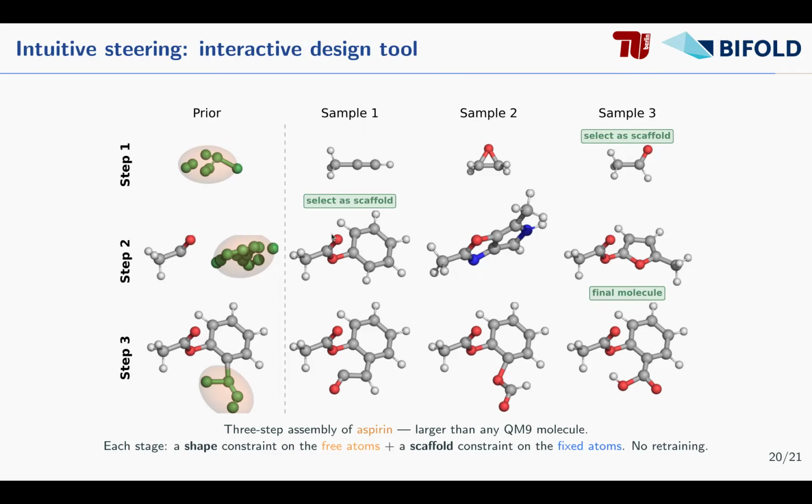Here we select the first sample again as a new scaffold. We remove one hydrogen, we add a prior again, and then you can just iteratively do this until you find something interesting. And here we found this aspirin molecule in this demonstration. Just a small note: aspirin is already out of distribution for QM9 because it has more than 9 heavy atoms. So this was also a bit of an extra challenge for the model.